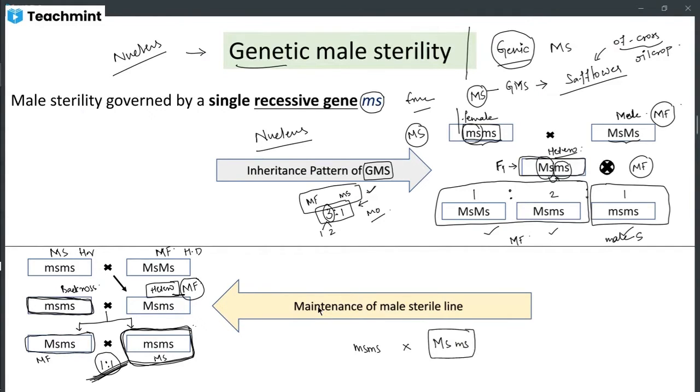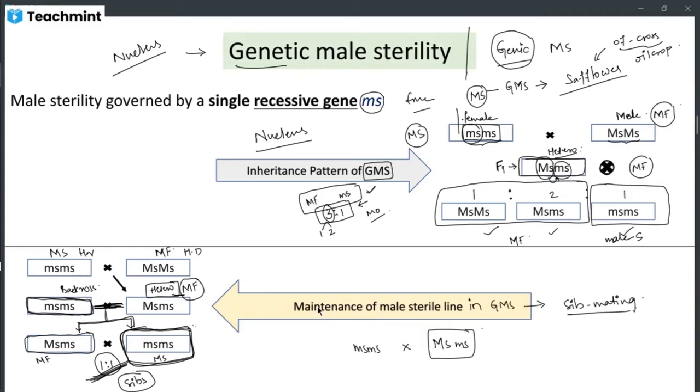Heterozygous condition. See, as these are the progeny of a single cross, can we call them as SIBs? Am I right? We can call them as SIBs, right? Because these two belong to the progeny which are obtained from a single cross. Okay, so we can call them as SIBs. So if you want to maintain the male sterile line in genetic male sterility, you need to perform SIB mating. See, everyone is clear with this? We can call them as SIBs, right?